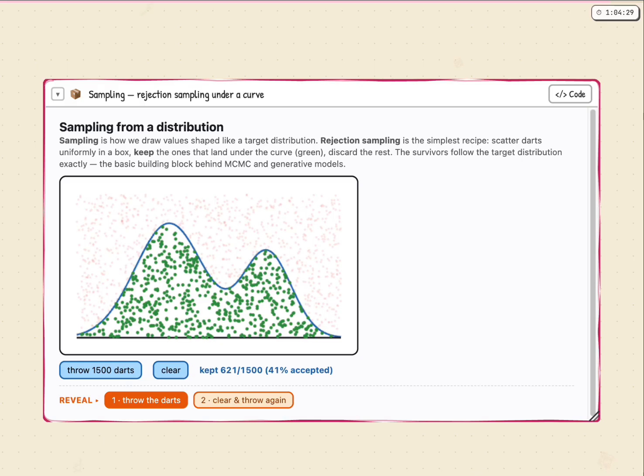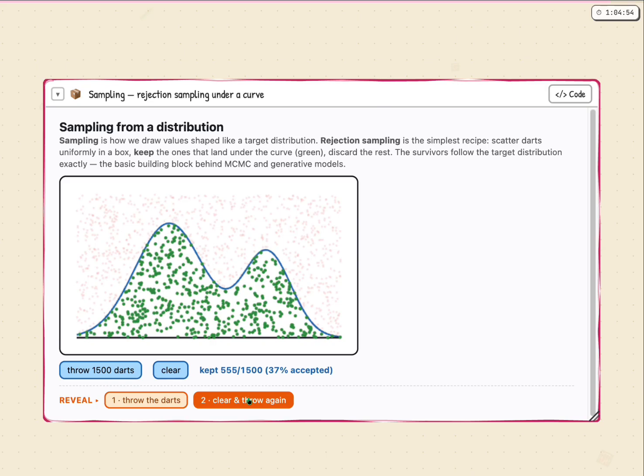Where the curve is tall, more darts survive. Where it's low, fewer do, so the kept points naturally pile up to match the shape. It's a little wasteful, we throw away a lot of darts, but it's the fundamental building block behind the powerful sampling methods like Markov chain Monte Carlo that let us work with distributions far too complicated to handle with formulas. Whenever a generative model produces a sample, an image, a sentence, some descendant of this idea is at work.